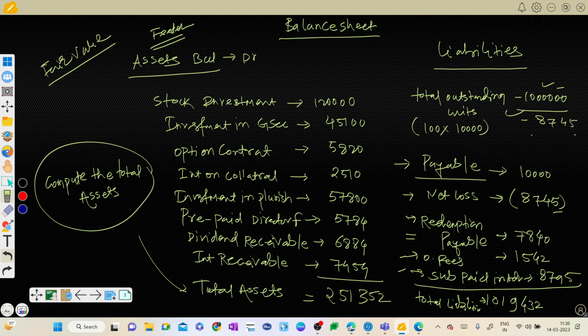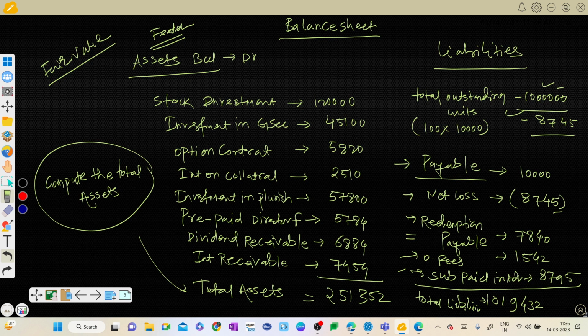8745, because net losses or net profits that we adjust with the total units outstanding value. Whatever outstanding value that you have, you need to adjust here. And whatever the contribution would be, total outstanding contribution or units value, you can update in your balance sheet. All right.